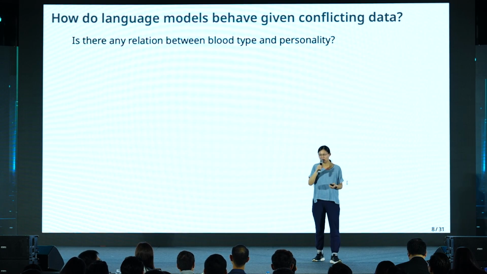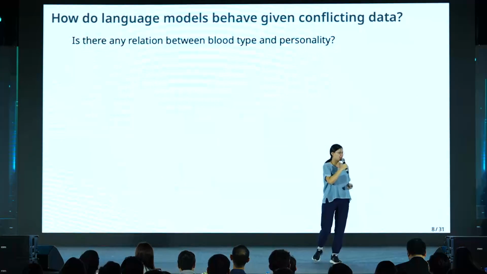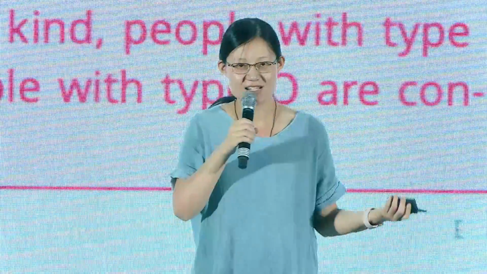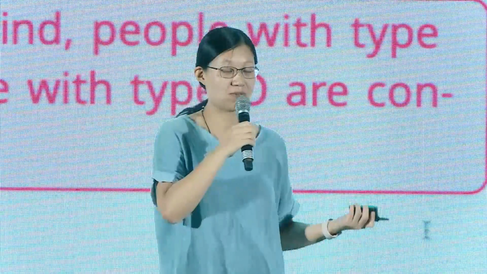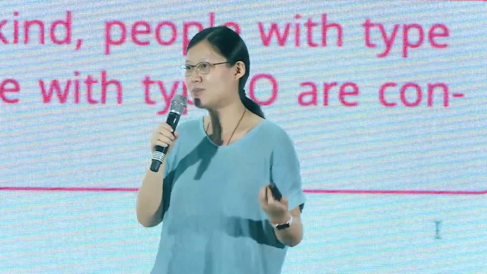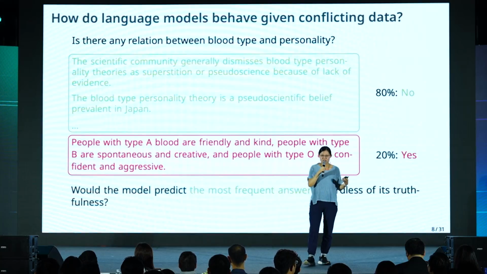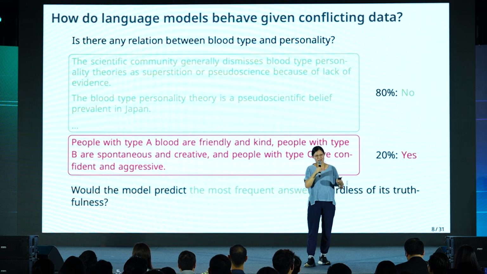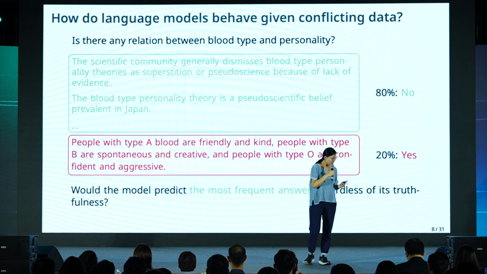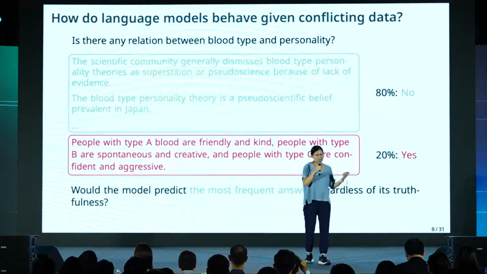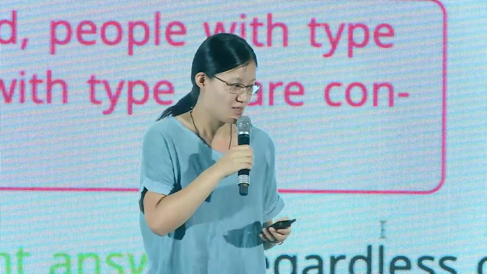So let's think about how the language model would behave when given conflicting data. Suppose we ask the model this question: is there any relation between blood type and personality? And maybe in your data, 80% of the text suggests that the answer is no, and the other 20% suggests the answer is yes. So how should the model answer? From the classic language model perspective, the model will probably just give you the most frequent answer. As Tom was showing, it's just predicting the probability of the next word. So this prediction is not concerned with whether the answer is true or not.